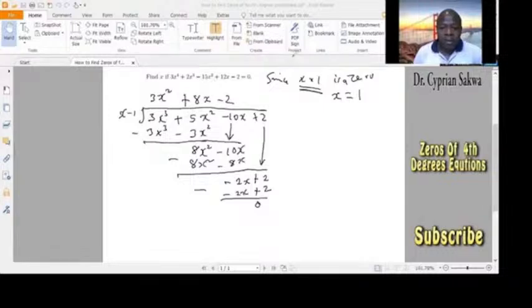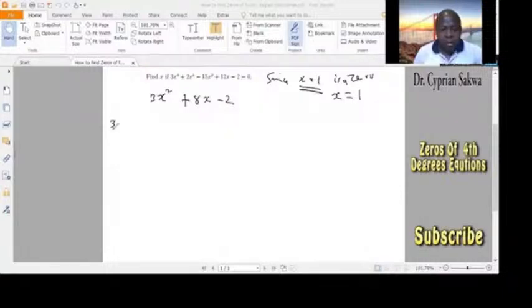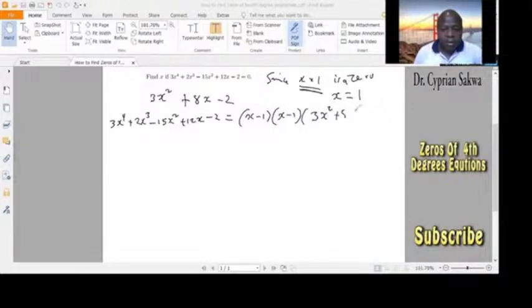So let's just write what we have currently. The initial equation, 3x to the power 4 plus 2x cubed minus 15x squared plus 12x minus 2, we now know can be written as x minus 1, and instead of that cubic equation that we had, that cubic equation can be written as x minus 1 multiplied by this quadratic equation, which is 3x squared plus 8x minus 2.